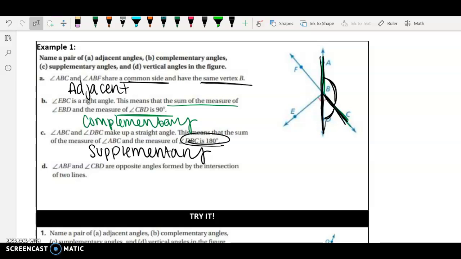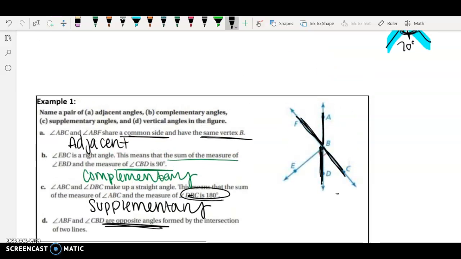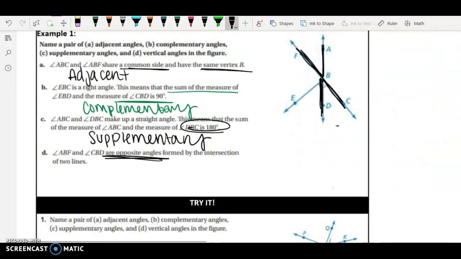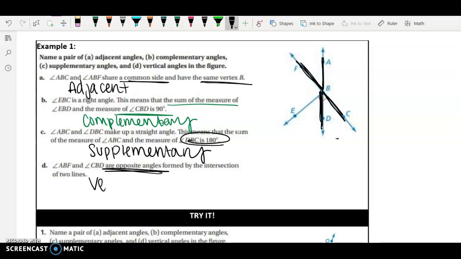So ABF. So I'm going to start at A, go to B, and then go to F. And CBD are opposite angles formed by an intersection of two lines. And we have opposite formed by an intersection. And so these are vertical.